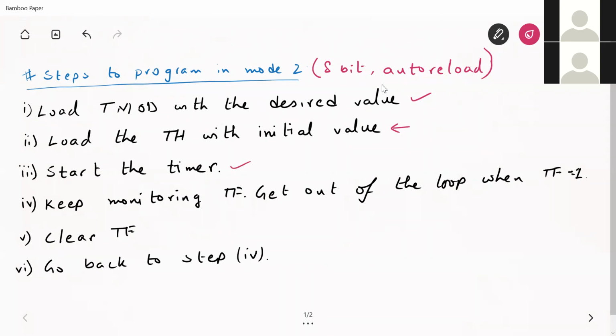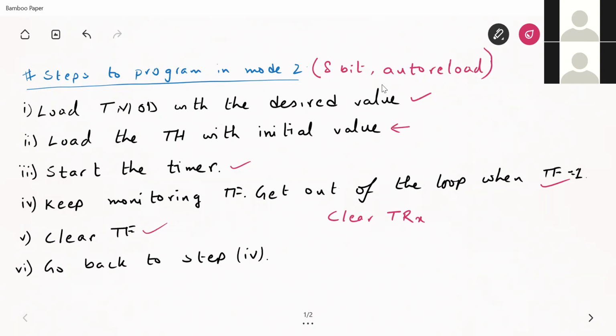Then we start the timer. This is also fine. We follow TF. That is also fine. We clear TF. That is also okay. One line is missing. After this clear TF, if you remember your mode 1, there was an instruction, clear TR. There was an instruction like this, right? Can anyone tell me what is the purpose of this line? Clear TRx. What is the purpose of this line? Stop timer. Yeah, to stop the timer, right?